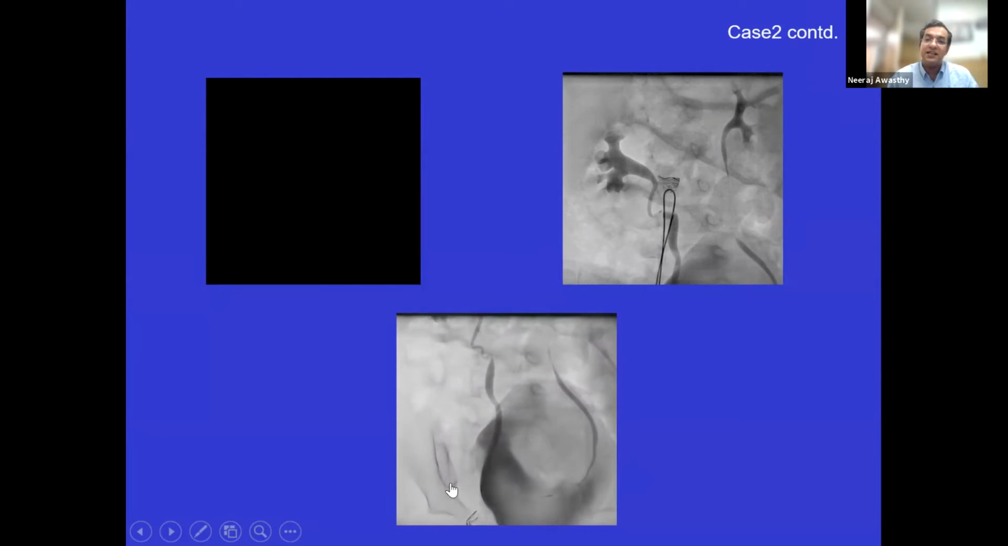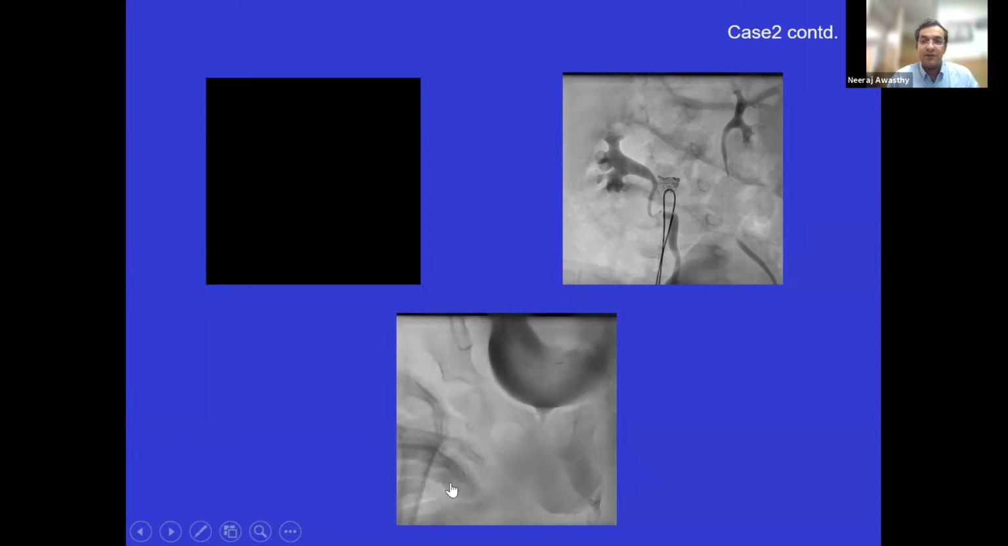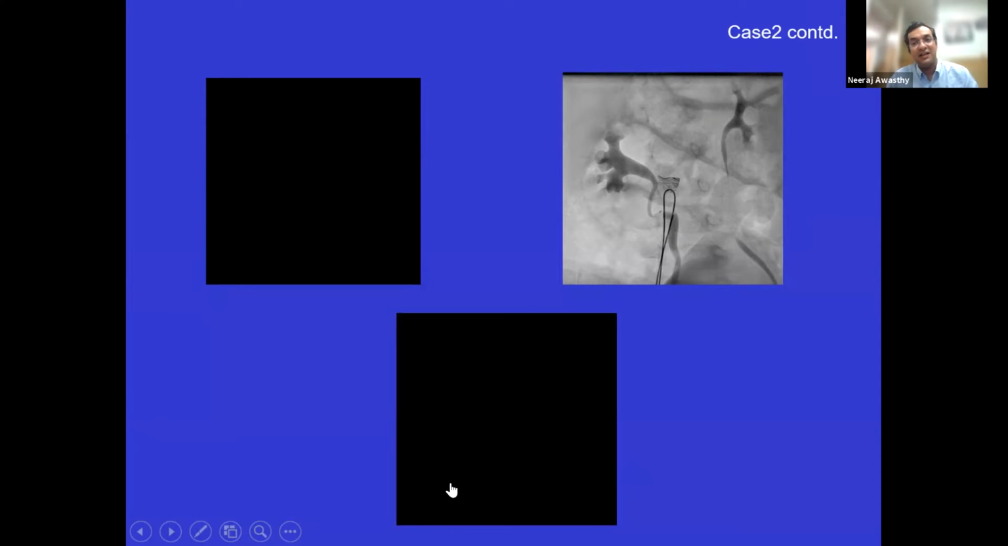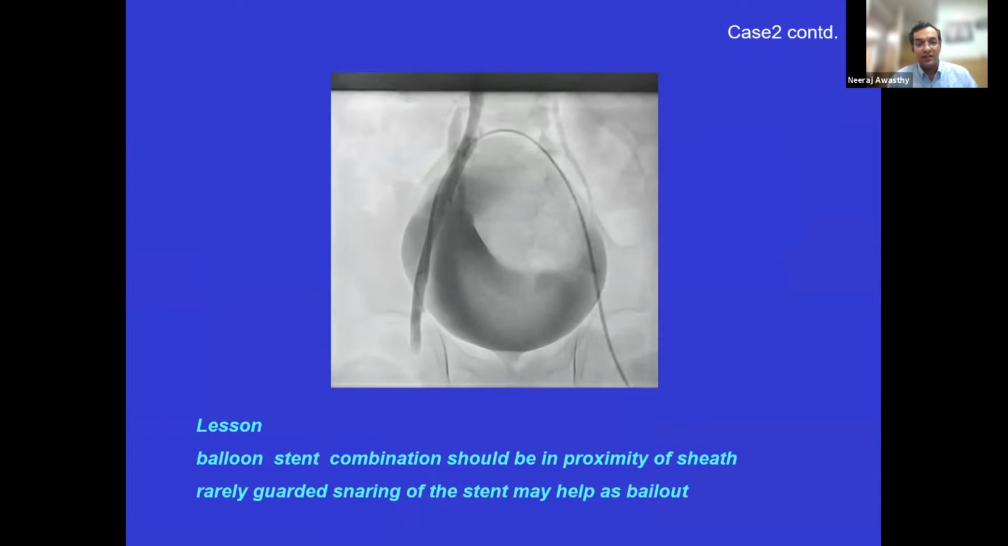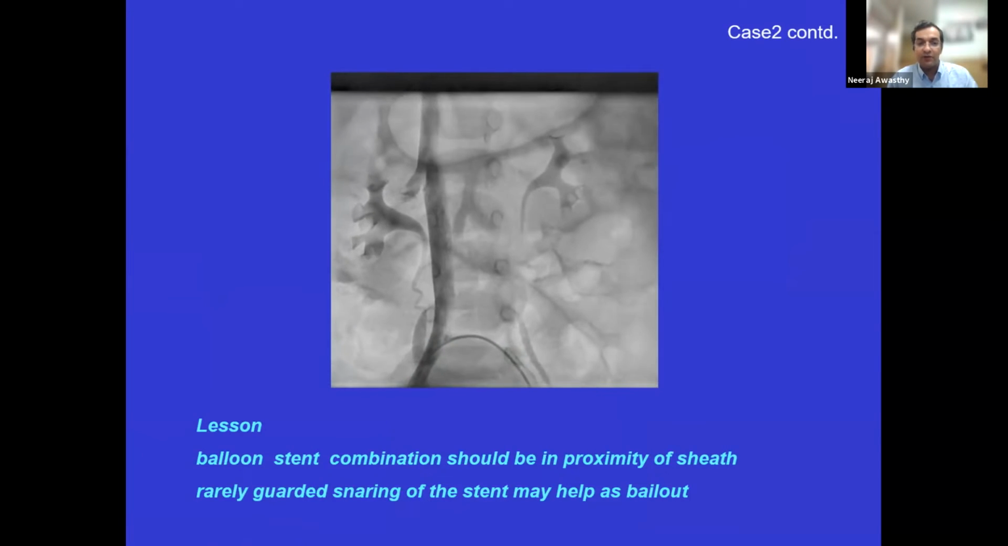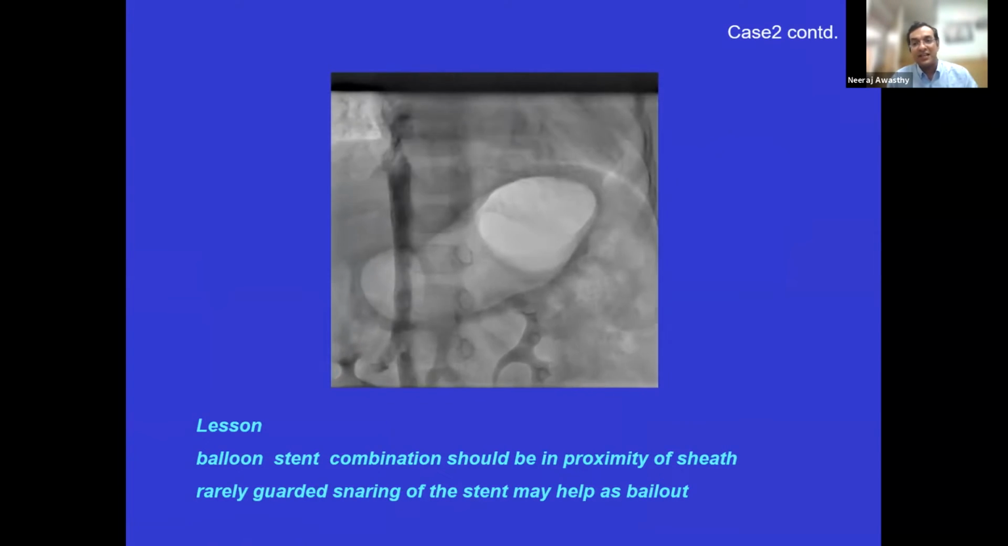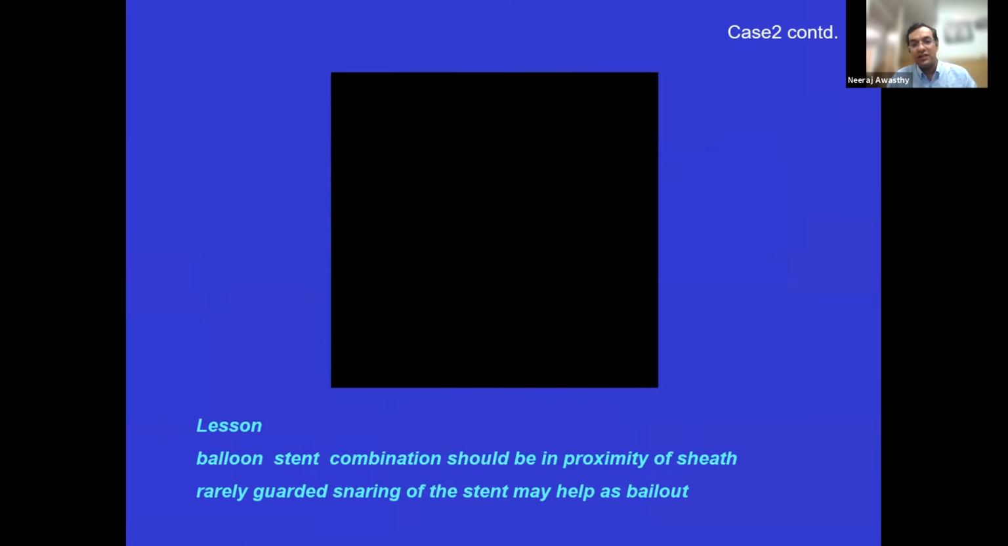We understand that is one of the most dangerous procedures, but with somebody like a senior mentor standing beside you, the job became much easier. Definitely, towards the end, everything looked smooth. The learning point is that the balloon stent combination should be in proximity of the sheath, rather than the sheath lying much farther away. And snaring of the stent, as was done in this particular case, may be a last bailout.